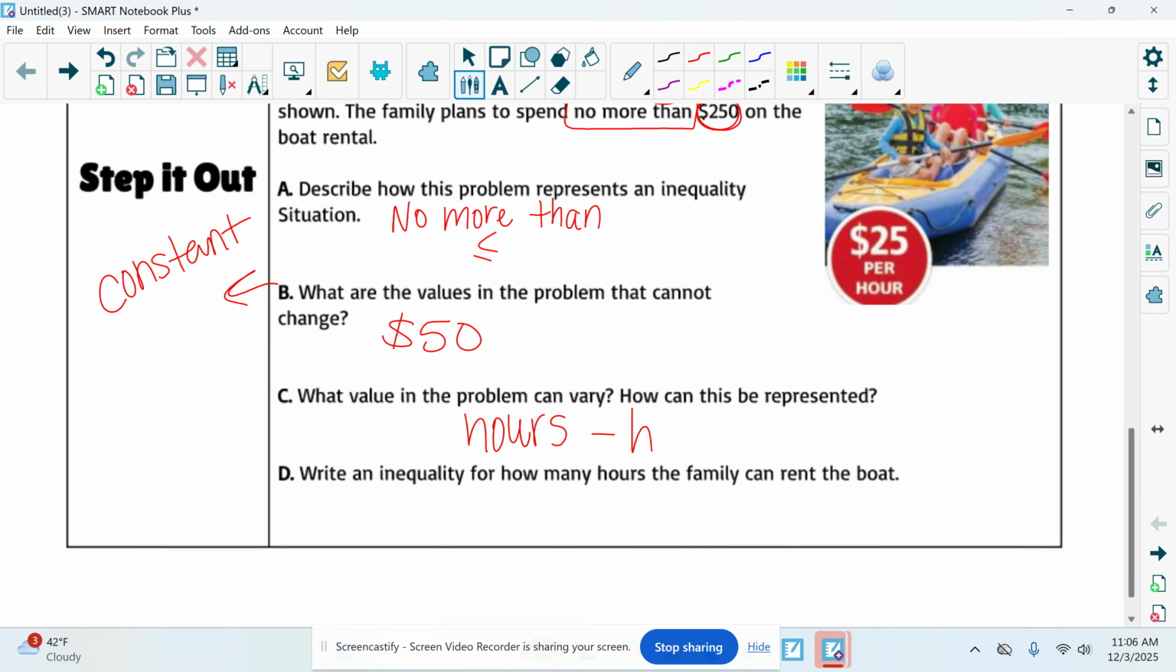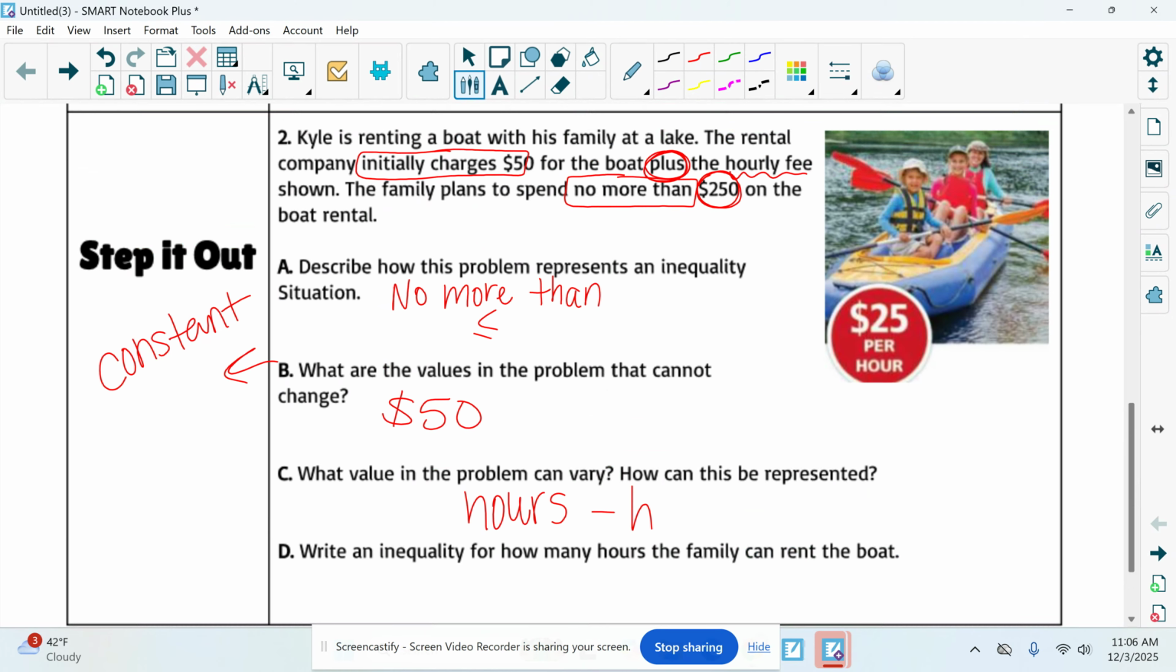Write an inequality that shows how many hours the family can rent the boat. So if we go back to what we've talked about so far, how can we set this problem up? So 50 plus less than or equal to 50 plus 25H. 50 plus 25H, because look right here. The hourly fee, which is $25 an hour. So $25 for the first hour, $25 for the second hour.